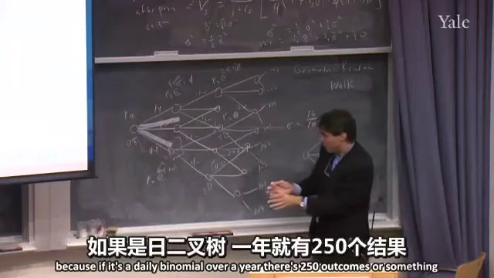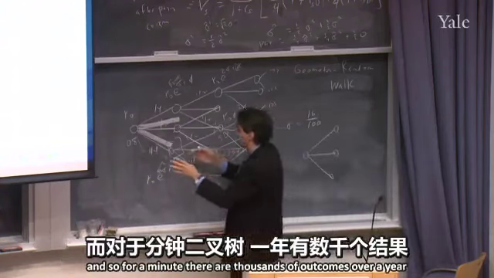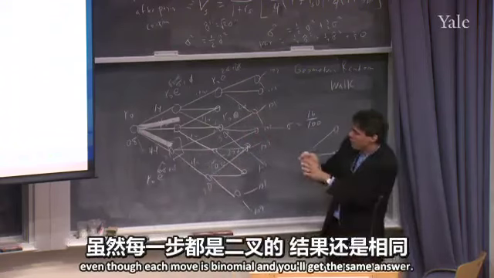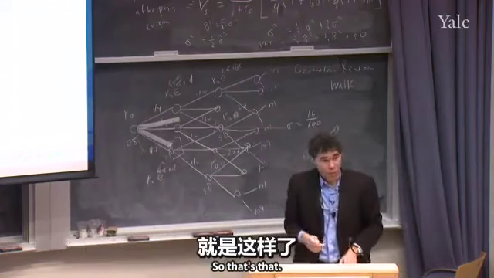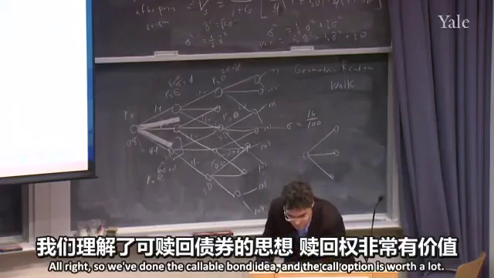Because if it's a daily binomial, over a year there are 250 outcomes or something. And if it's over a minute, then there are thousands of outcomes over a year, even though each move is binomial, and you'll get the same answer. Okay, so that's that. We've done the callable bond idea, and the call option is worth a lot.